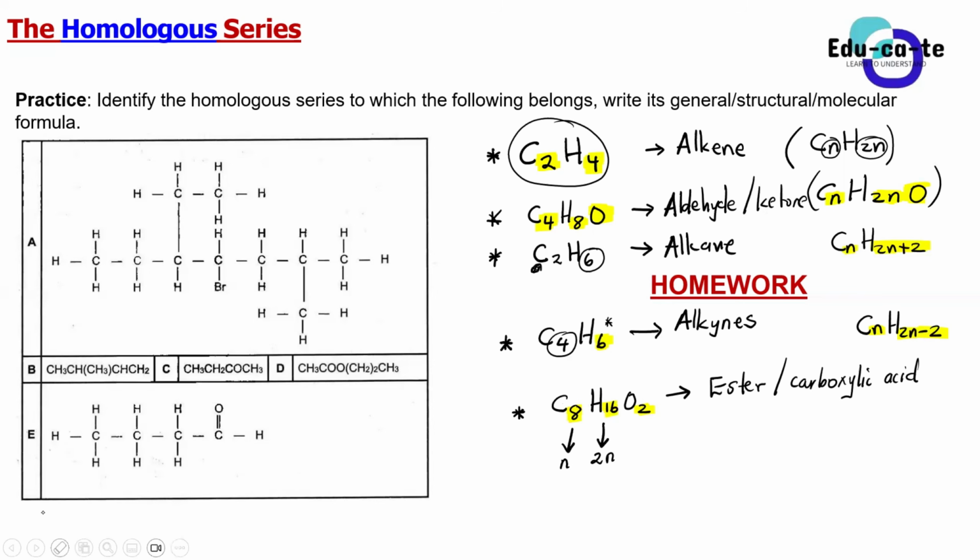And then here we have got O2. We have got 2 oxygens. There are only 2 homologous series that you will do in grade 12 that have got 2 oxygens in their compounds. Okay, it's only esters and carboxylic acids. Are we clear, guys?